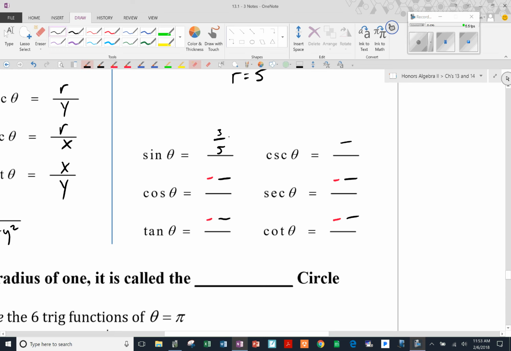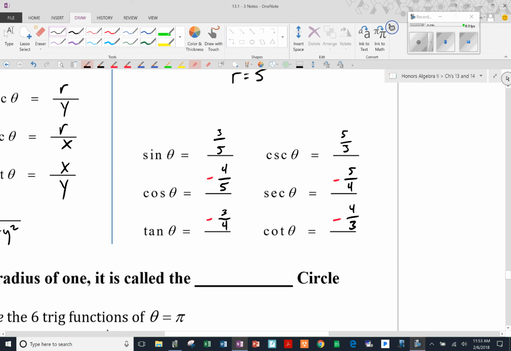And then cosine is x over r. And I already took care of the negative, so you don't need to write the negative up with the 4. And then tangent is negative 3/4. Numerator over numerator, sine over cosine. And then we just flip them to get the reciprocal functions. Negative 5/4, negative 4/3.